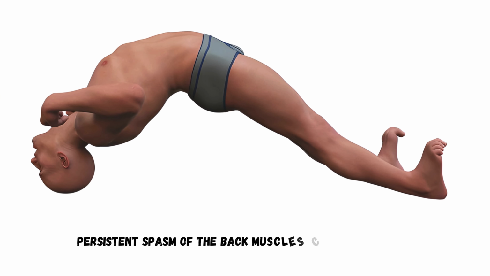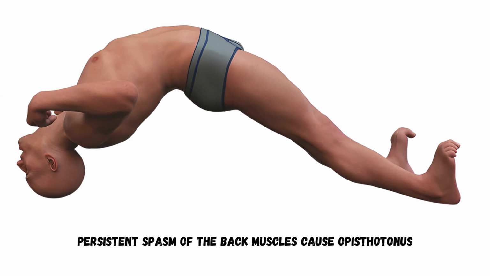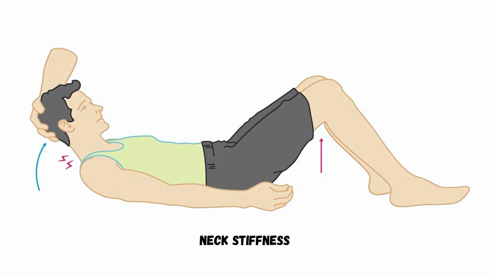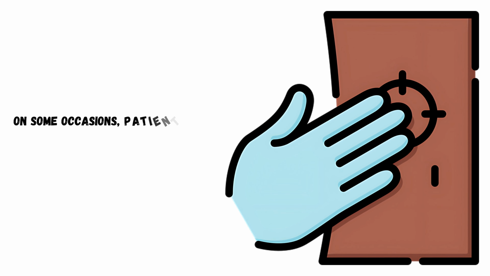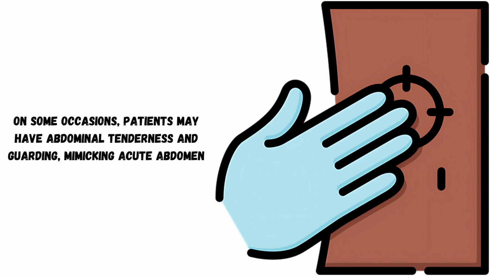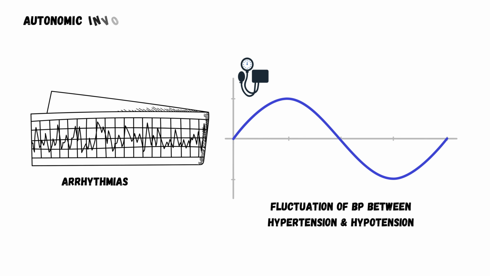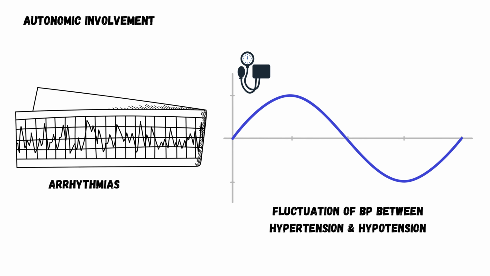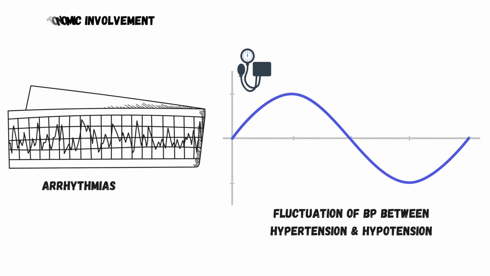Persistent spasm of the back muscles causes opisthotonus. Neck stiffness is also commonly observed in generalized tetanus. On some occasions, patients may have abdominal tenderness and guarding, mimicking acute abdomen. Autonomic involvement causes arrhythmias and fluctuation of blood pressure between hypertension and hypotension.